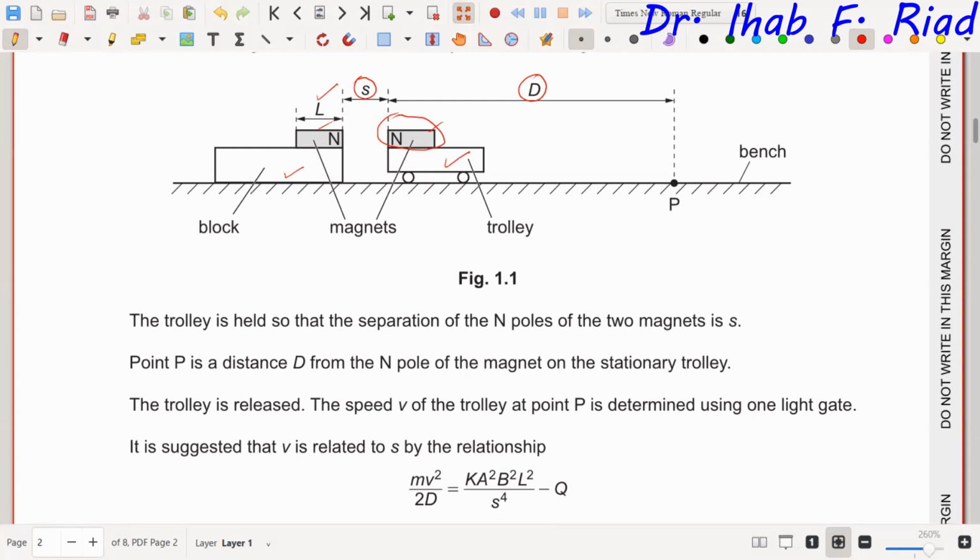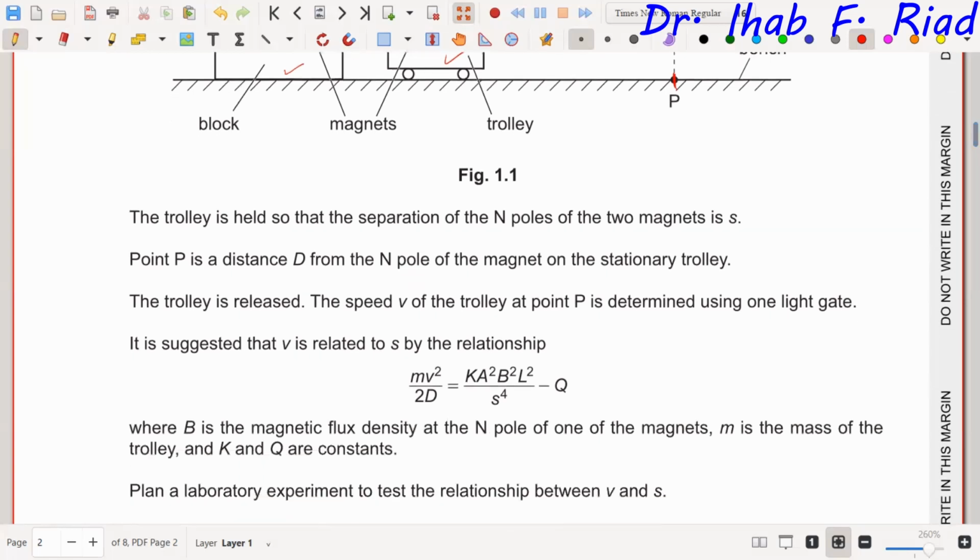Yes, I can. It is the distance between the two edges of the bar magnets, right? Yes. And the distance D is the distance between the far side of the bar magnet and a point B, right? Yes. Now the trolley is held so that the separation of the end poles of the two magnets is S. Point B is a distance D from the north pole of the magnet on the stationary trolley. Okay, we know S and D.